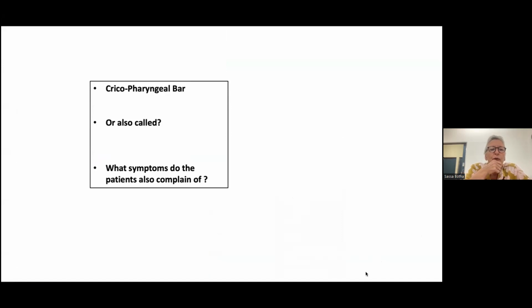And what is it also called? They like calling it something else. Cricopharyngeal achalasia. You hear that term as well, and you actually did mention it. What symptoms do the patients also complain of? So symptom onset is very abrupt after eating, with regurgitation, nasal complaints, and coughing.